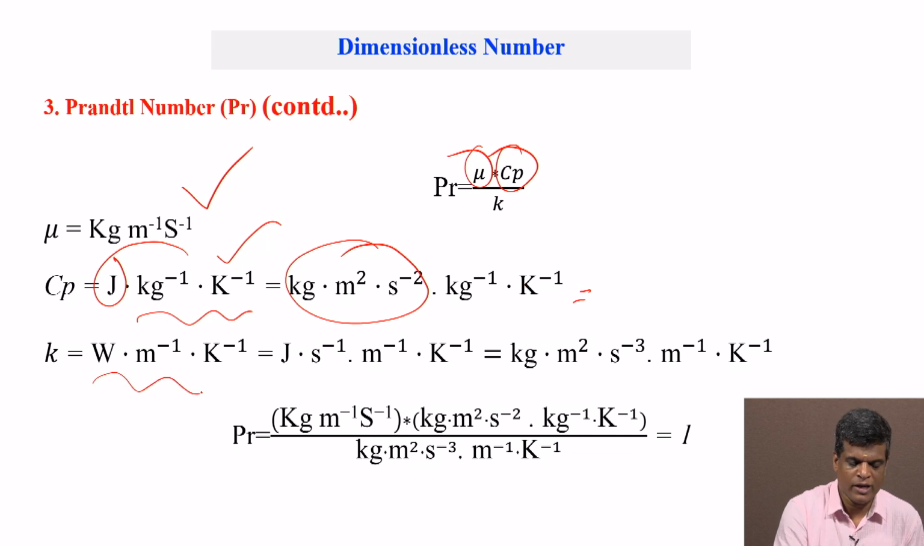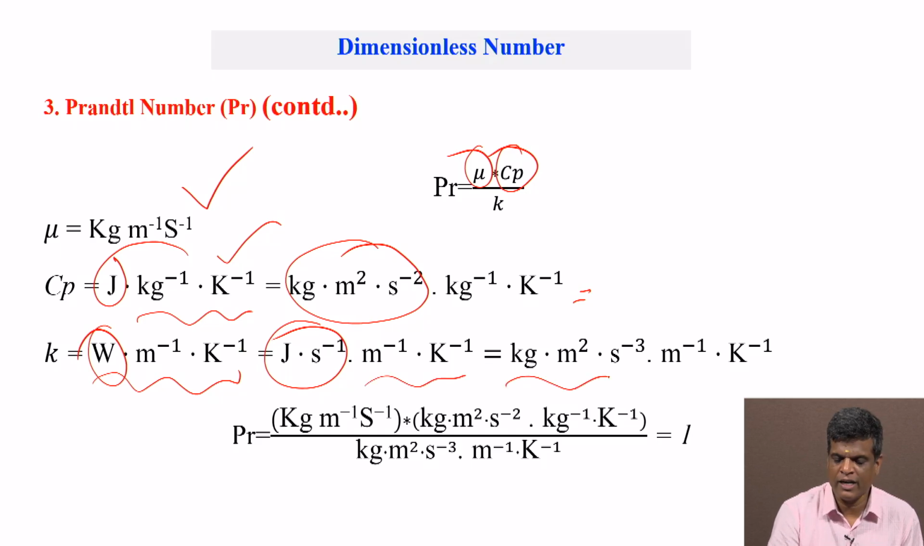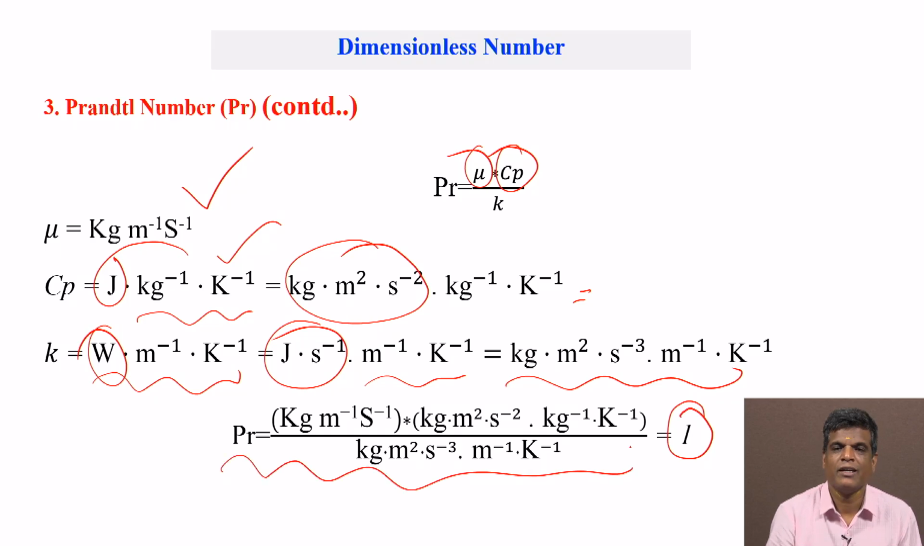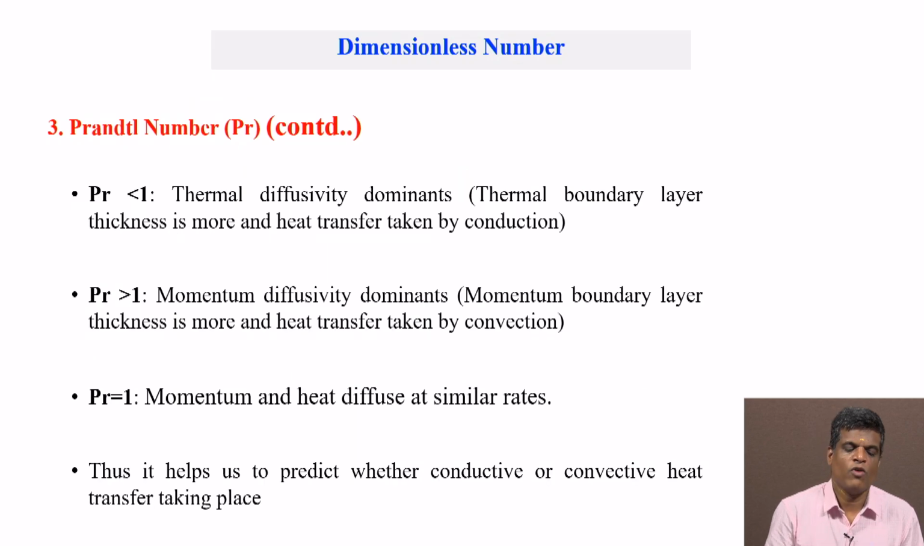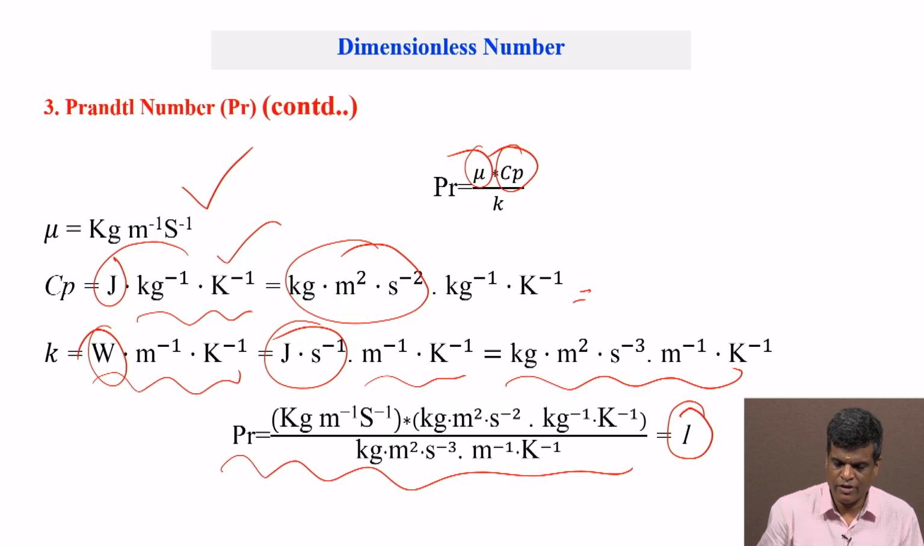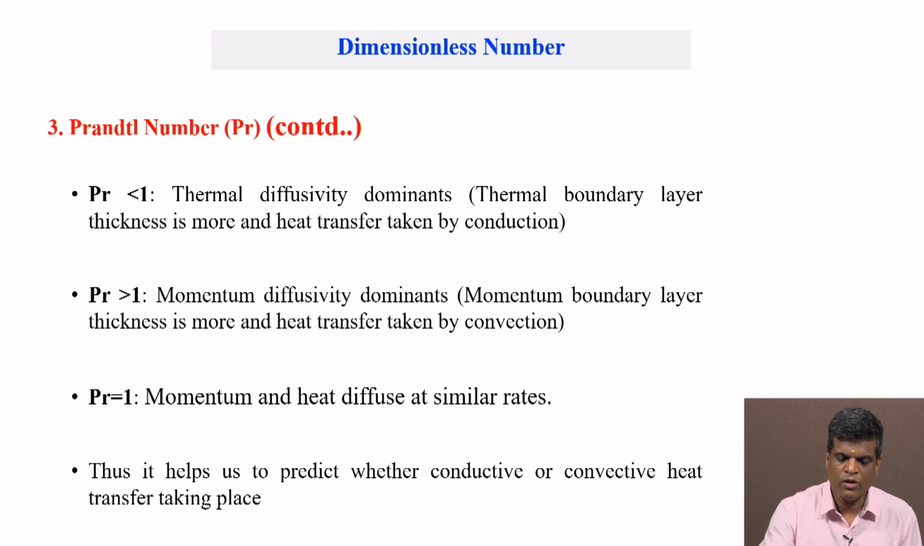Same way for watt per meter Kelvin, we can write joule per second, then meter here, and finally we get this one. Substitute all, then finally we get 1, that is a dimensionless number. So, the Prandtl number also falls in the dimensionless numbers. So, what is the significance here? The Prandtl number is Cp mu by K.